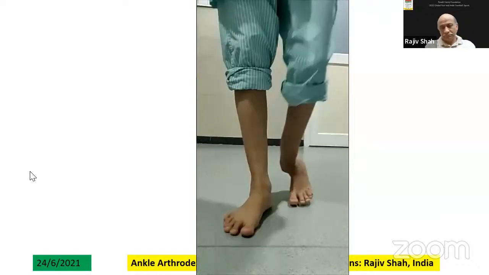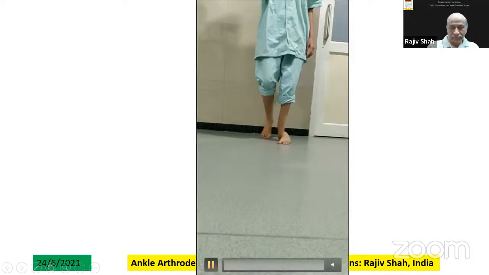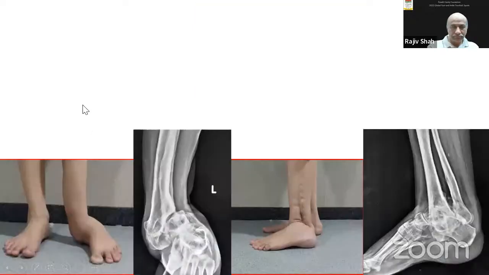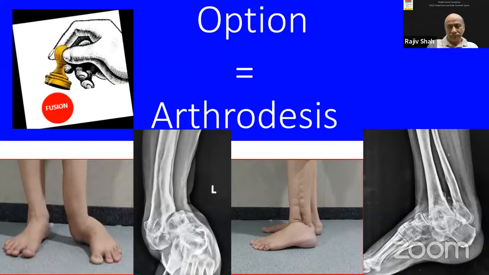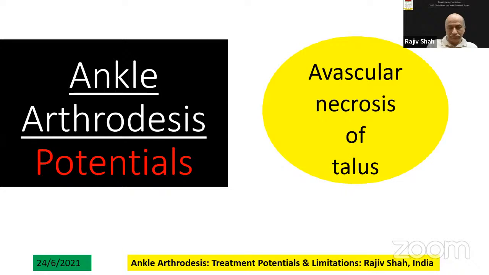Her medial malleolus is about to touch the floor with this kind of bad valgus, and the solution for such a patient would only be ankle arthrodesis, which was done in this patient, and the patient went on to do good.